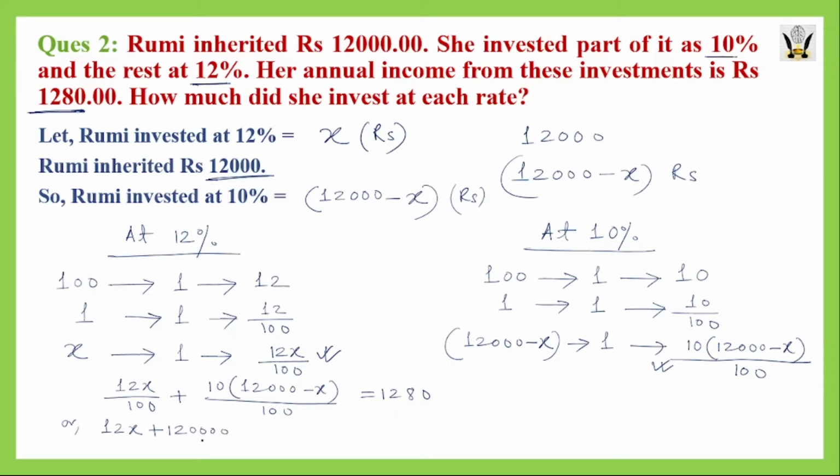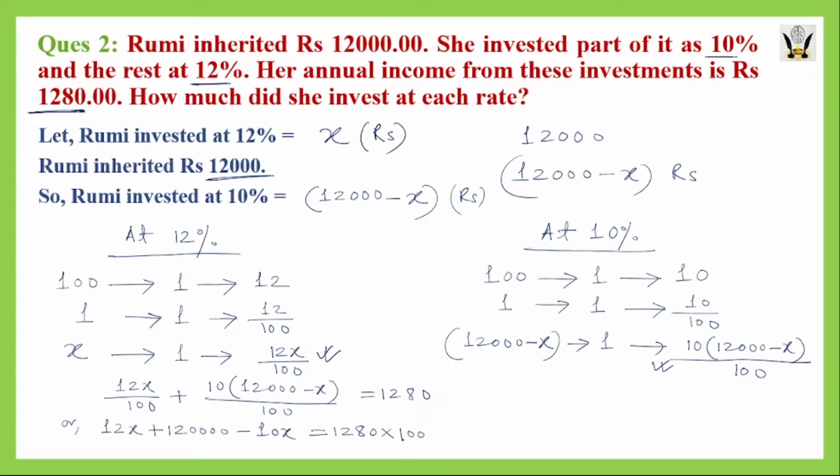1,20,000, and then minus 10x here. Basically we took the LCM here, where both the denominators are the same, so the LCM will be 100 only. When it goes to the other side, since it is in the denominator, we will cross multiply, so that 100 will be multiplied by 1280.